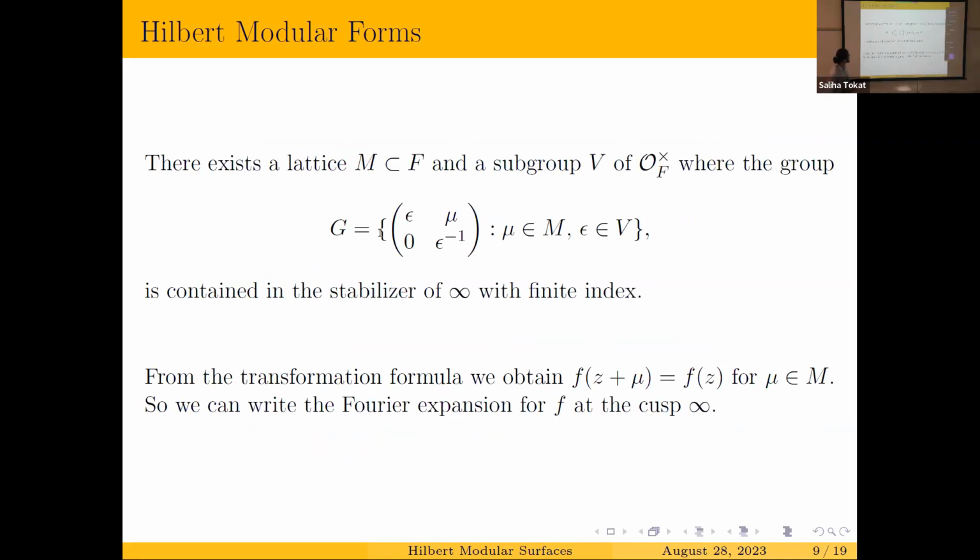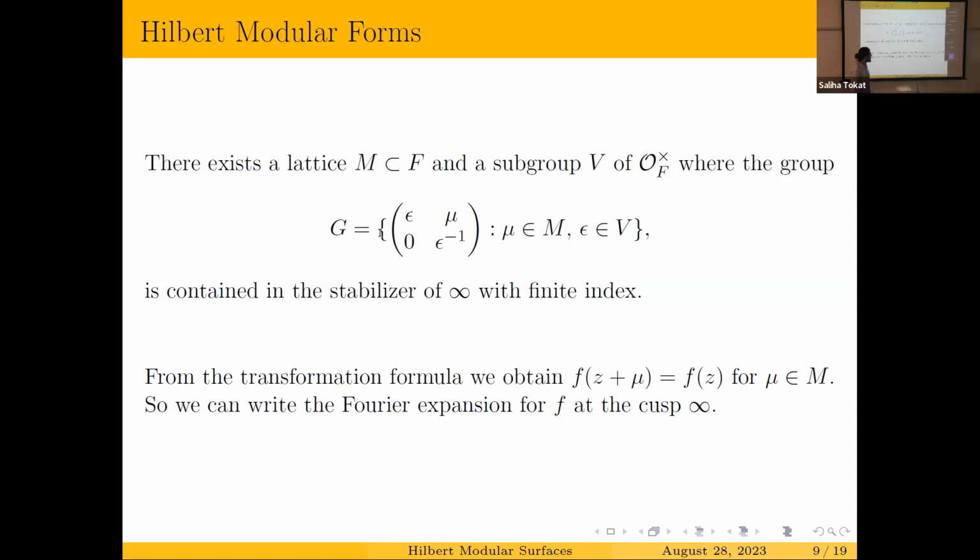Then we have this group itself, which is not too important, don't get confused. But essentially, what this tells us is that under the action of this group, we have this equality. Mu comes from M. M is, by the way, a lattice. It's like a Z-module of rank 4. It defines an additive group, like a cage.